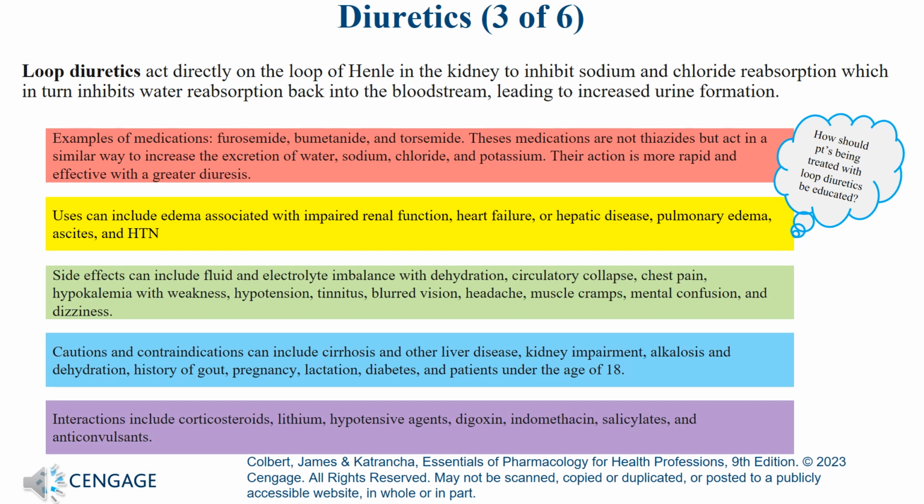Their action is more rapid and effective with a greater diuresis. Uses can include edema associated with impaired renal function, heart failure or hepatic disease, pulmonary edema, ascites, and hypertension. Side effects can include fluid and electrolyte imbalance with dehydration, circulatory collapse, chest pain, hypokalemia with weakness, hypotension, tendinitis, blurred vision, headache, muscle cramps, mental confusion, and dizziness.